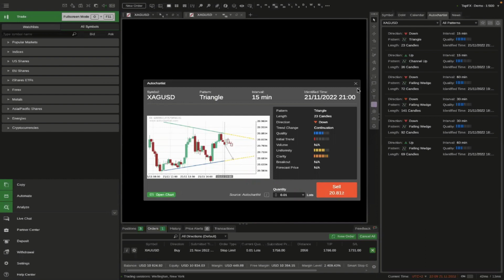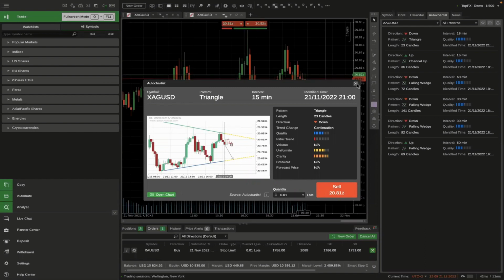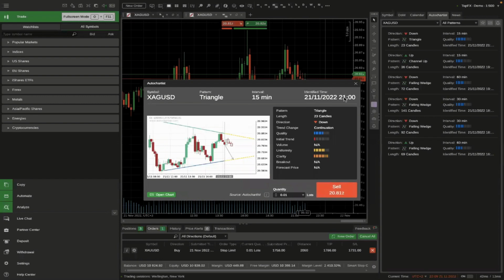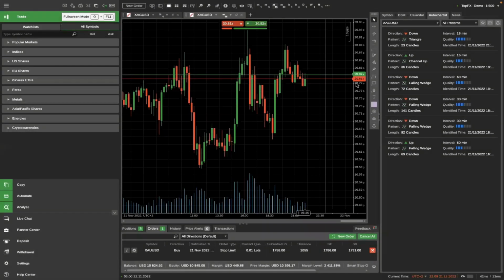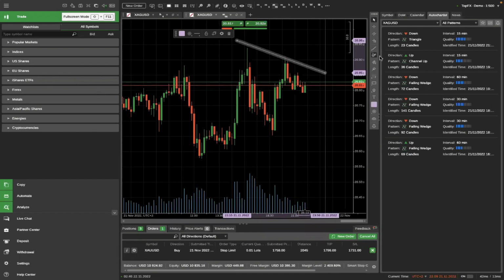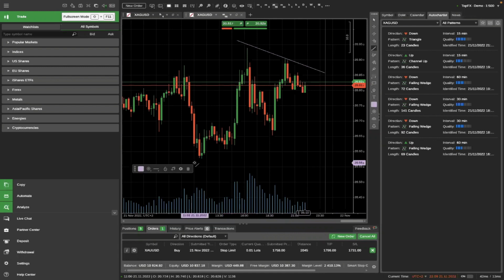So let's switch to the 15 minutes time frame. This is 15 minutes time frame. This pattern was identified just about 10 minutes ago, so not that bad. And what we want to see is a down move. So the possible triangle. Let me just show it to you. This is the possible triangle as identified by the Autochartist. So it's something like this.